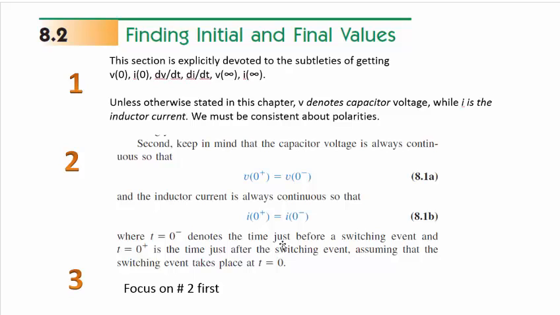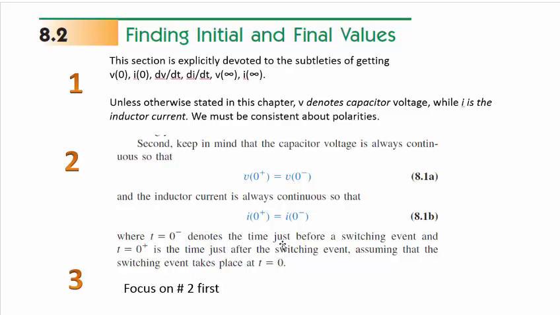I'm going to spend time, just like your author does, on section 8.2. We're going to look at examples of finding the voltage and the current at time 0, the dv/dt's, di/dt's, and the voltage and current at infinite time in the circuits. Unless otherwise stated, v will be a capacitor voltage and i will be an inductor current when we look at this section. The other thing to remember is we must be consistent about the polarities. A capacitor has a polarity involved in it, and if you define current in a certain direction, then that is defining where the positive polarity is in that particular segment of the circuit as well.